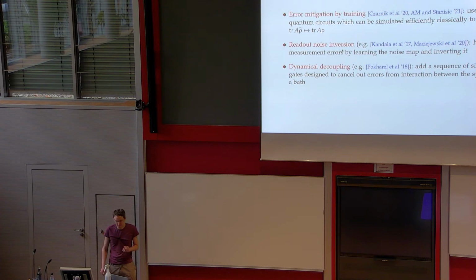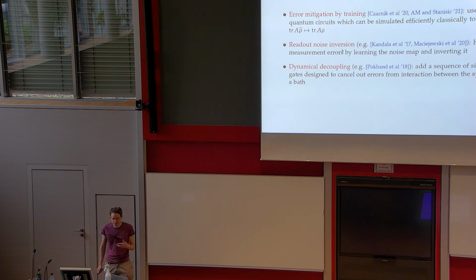Something that Barbara already mentioned briefly is so-called dynamical decoupling. And here what we do is we add some carefully chosen sequences of gates in our circuit. These generally should be single qubit gates because these are the ones which are more accurate and easier to do. And they're designed to cancel out some kinds of errors that we imagine as coming perhaps from interaction between the system and some sort of bath.